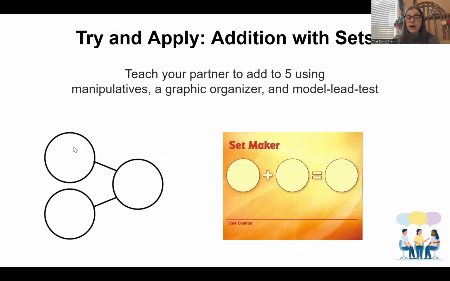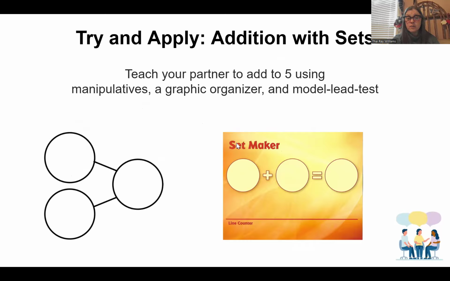So for this one, if I was just combining sets, I wasn't actually adding, or I could do it with adding as well. Let's say that I had the equation 4 plus 2. I would put 4 objects in this circle, 2 objects in this circle. Then I would move the 4 over, move the 2 over, and count my total. And then I would be able to write the answer to my equation, 4 plus 2 equals 6.